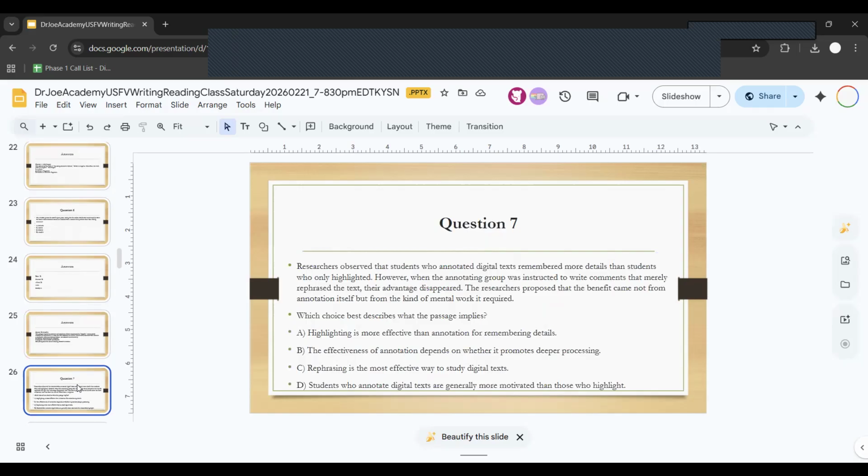Let's take a look at the next question, question 7. Dora, can you please go ahead and read this question? Researchers observed that students who annotated digital text remember more details than students who only highlighted. However, when the annotating group was instructed to write comments that merely rephrase the text, their advantage disappeared. The researchers proposed that the benefit came not from annotation itself, but from the kind of mental work it required.